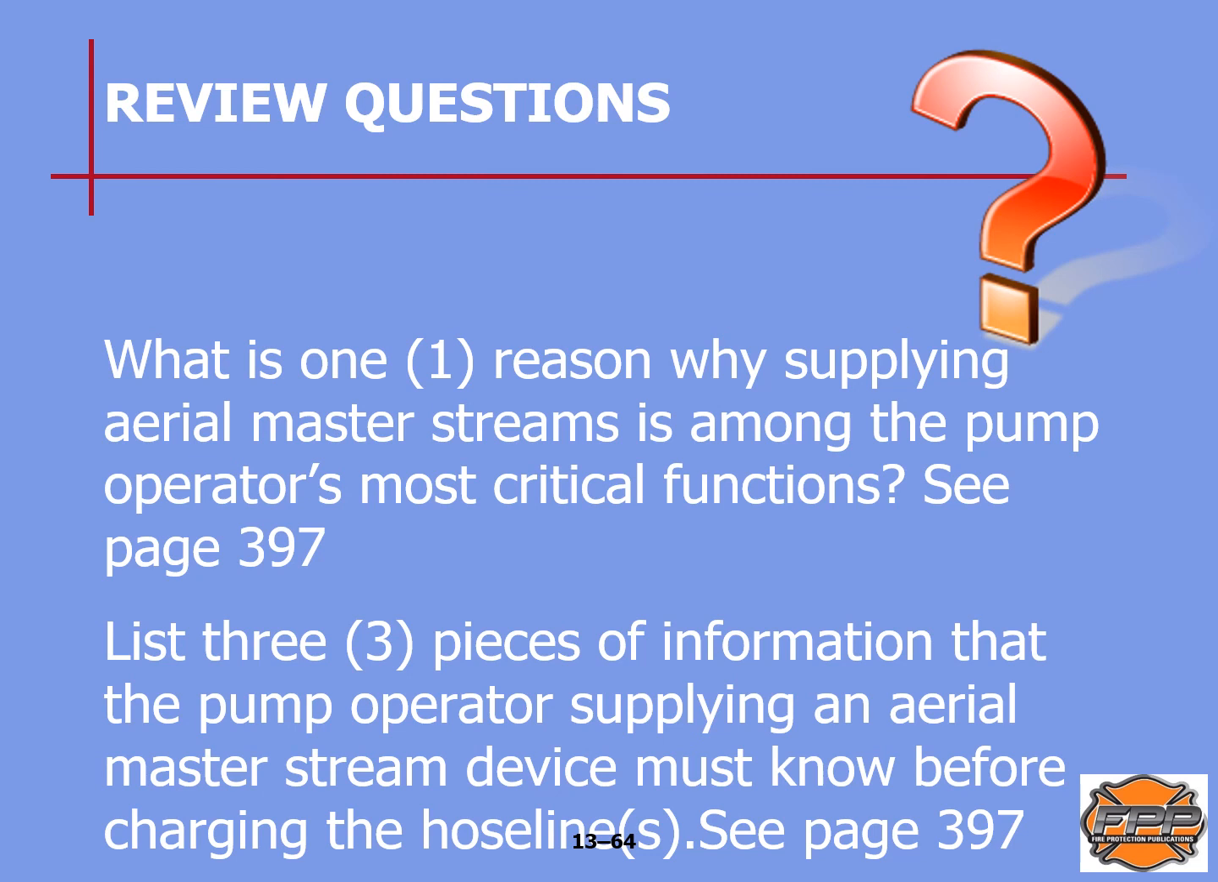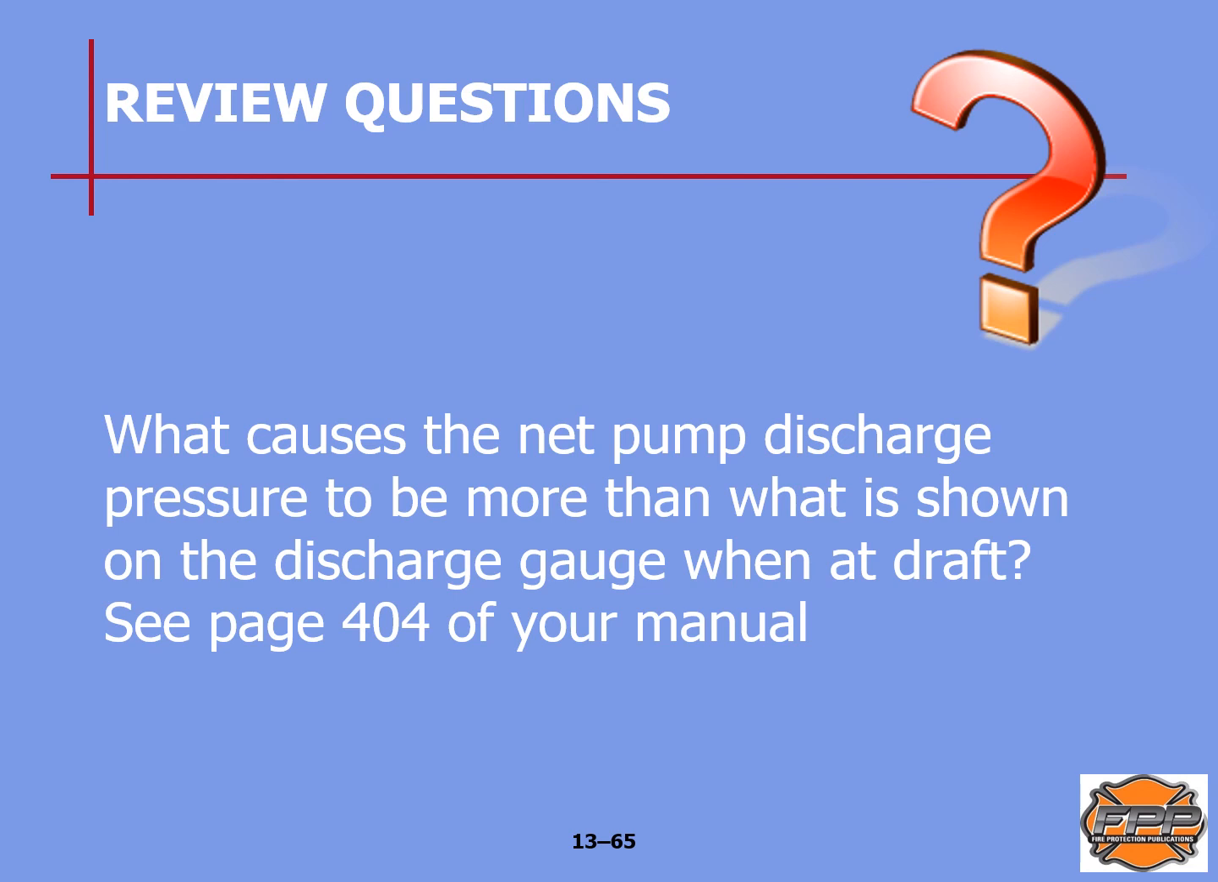A couple of review questions for you. 1. What is one reason why supplying an aerial master stream is among the pump operator's most critical functions? See page 397 for details. The next question. List 3 pieces of information that the pump operator supplying an aerial master stream device must know before charging the hose line or hose lines. See page 397 for details in your text. Next question. What causes the net pump discharge pressure to be more than what is shown on the discharge gauge when at draft? That is on page 404 of your manual.